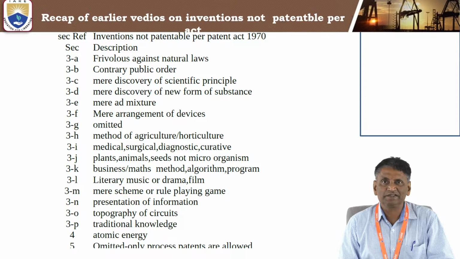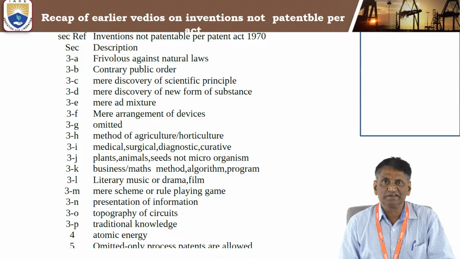Similarly, any method of agriculture or horticulture cannot be patented, because if that were patented, all others would be barred from using that method, which is detrimental to the interests of India, a particular country. Similarly, medical, surgical, diagnostic or curative procedures cannot be given a patent. Then section 3J says known, existing, naturally occurring plants, animals, seeds, you cannot patent.